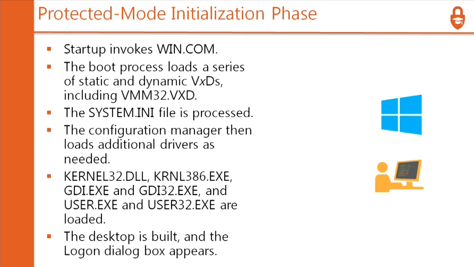You're going to need to understand this boot process. There will be several questions about this, but it makes sense if you pay attention, so you may need to review this section a little bit. The KERNEL32.DLL, the KRNL386, GDI, the graphics device interface, and then GDI32, USER.EXE and USER32.EXE are loaded. Note the only discrepancy: the 32 always comes second except for the KRNL. So don't mix those two. It's KERNEL32 and then KRNL386. Otherwise, the 32s come second. And then the desktop is built and the logon dialog box appears.